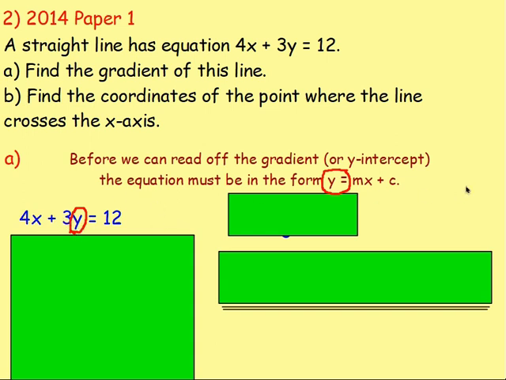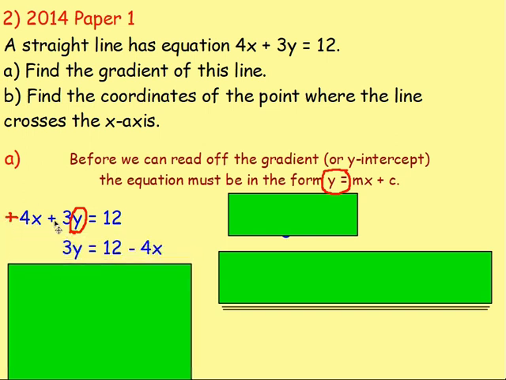So with that y, you're multiplying it by 3, but you've also, on this side, got the positive 4x. So start by subtracting 4x from both sides. So that'll leave you with the positive 3y, and that will be equal to the 12 take away 4x. So you're really moving the 4x to the other side, and the positive goes to the negative. Think about it that way if you like.